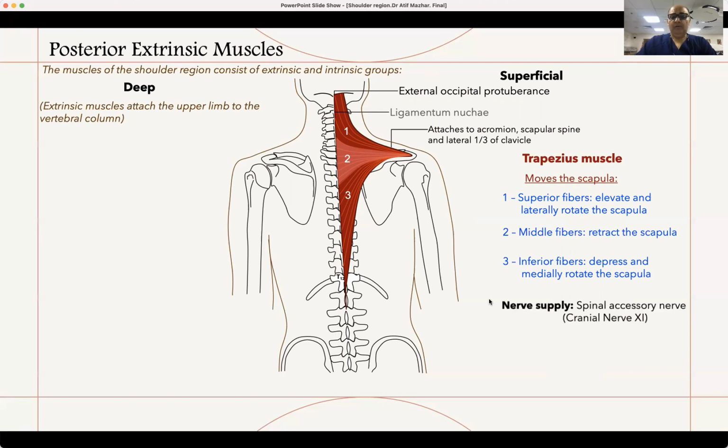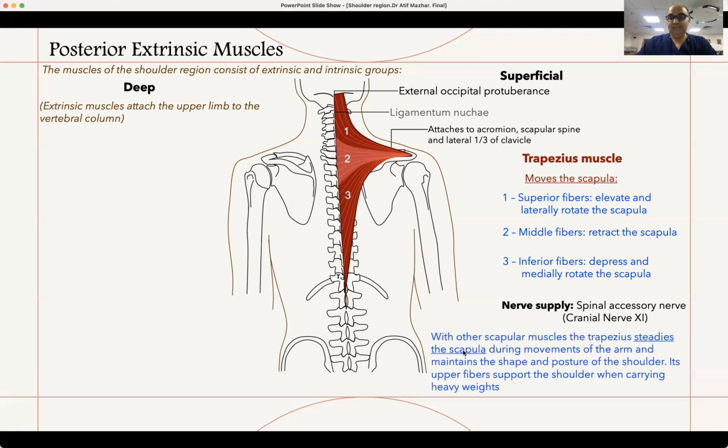Now, very important. A nerve controls this muscle. If this nerve is not there, it's like a power supply. So who is the nerve that controls this muscle called trapezius? This nerve is the spinal accessory nerve. Simply remember the 11th cranial nerve, if you forget any other name. If this nerve is not working, this muscle is not working.